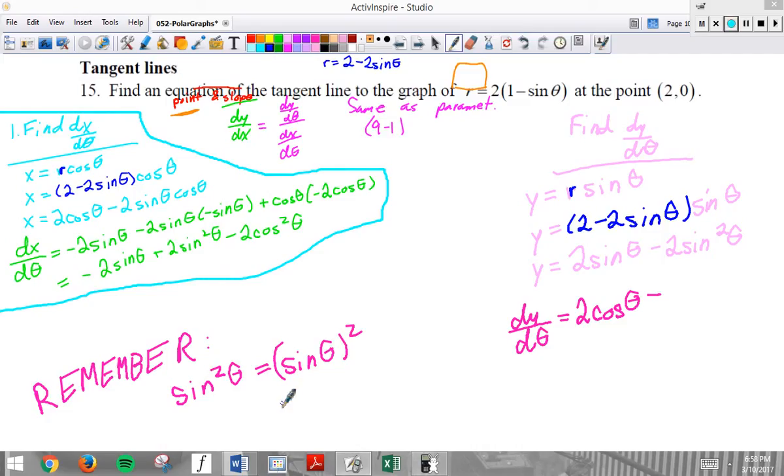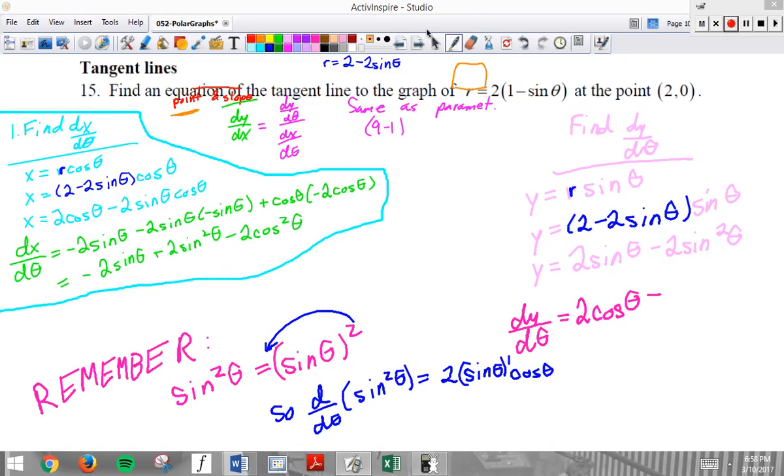So I'm going to have to take down the power. So d by d theta of sine squared theta equals, bring down the power, 2 sine theta to the 1 power times the derivative of the inside, cosine theta. And that should make you really upset.